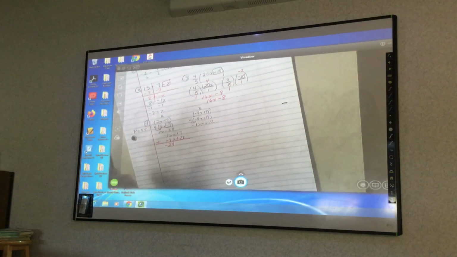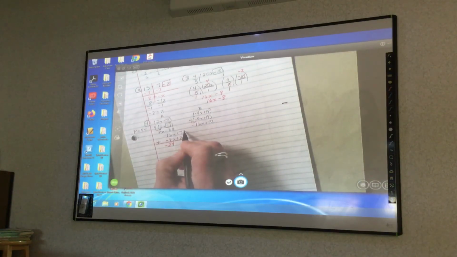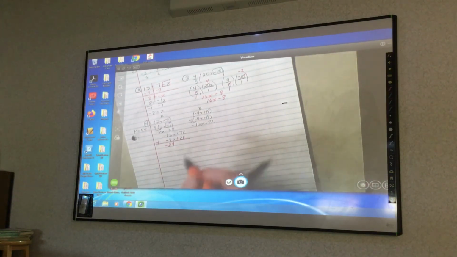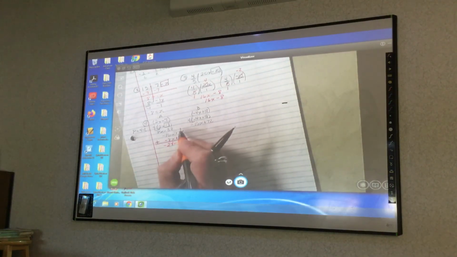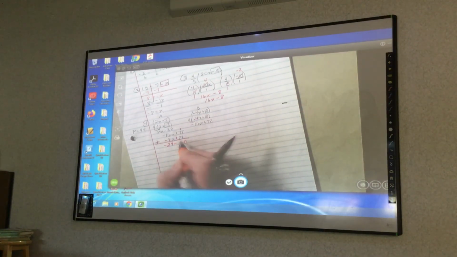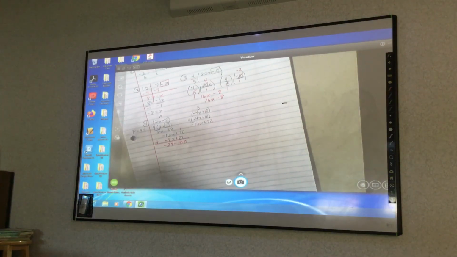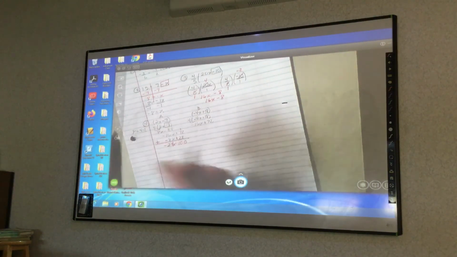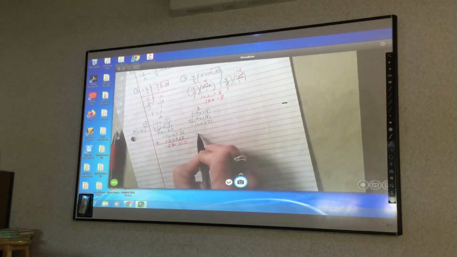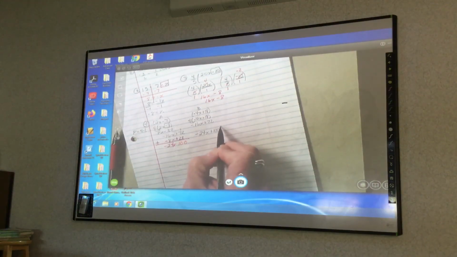Oh, I forgot, that's a 72. And a positive 72 and a positive 28 adds to 100. So you should have, oh, I forgot my x. So a negative 24x plus 100. I should rewrite that to make it neater. A negative 24x plus 100. There is your final answer.